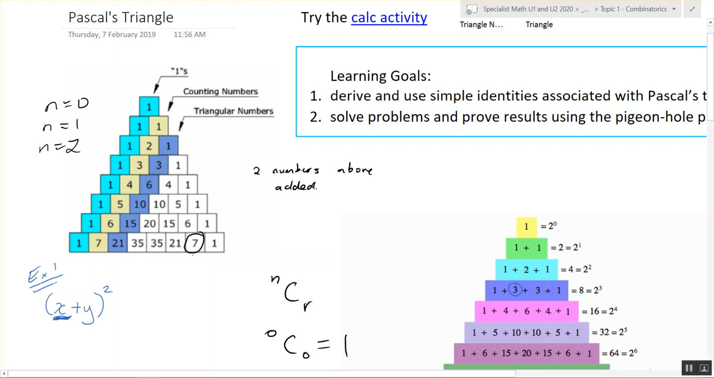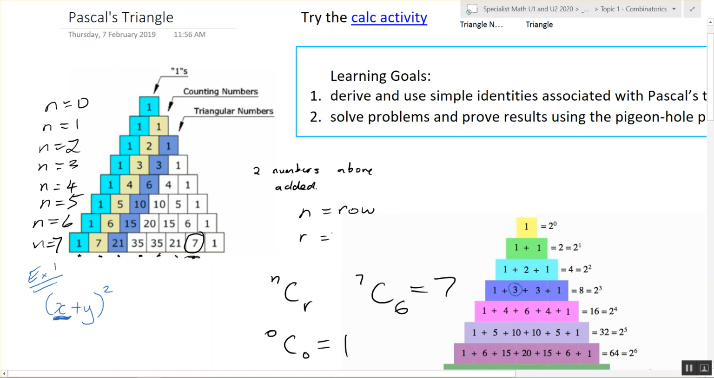So the 7 here, what's the n value for that 7? 7. The first row is 0. n is the row number, and r is the column or element. So the rows and the columns start at 0. Yeah?